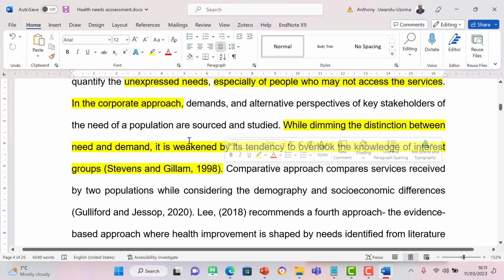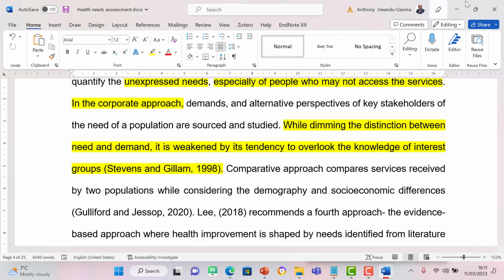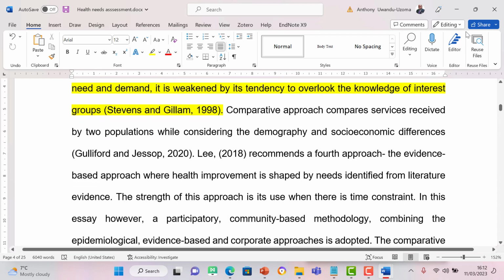All right. So how do you get this kind of critiques? Just type it in Google. You can say critique of corporate approach to health needs assessment. You will see it in Google or in Google Scholar. Just add the word critique to it, or disadvantages and advantages of corporate approach. You will see a couple of articles.